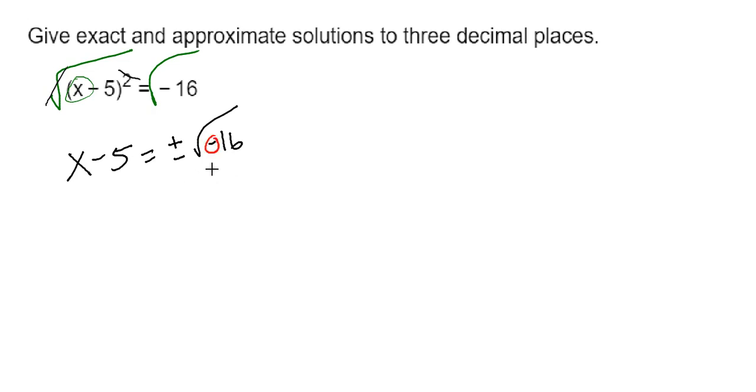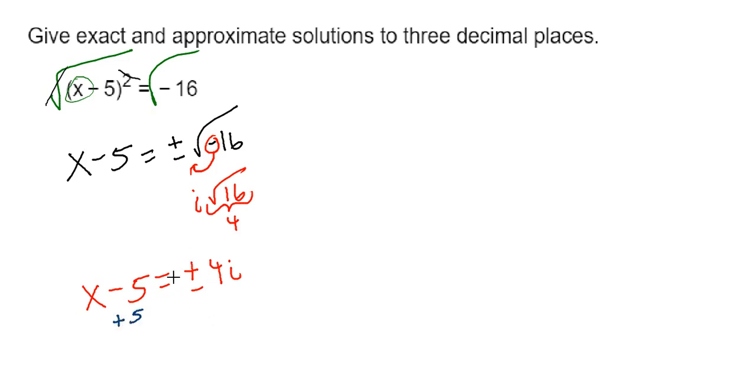So remember, a negative inside the square root comes outside the square root as an i. So we'll get i times the square root of 16. And then the square root of 16 is going to simplify to 4. And so what I end up with here is x minus 5 equals plus or minus 4i. All right, we'll put the 4 in front of the i. And then to get x by itself, we'll add 5 to both sides.